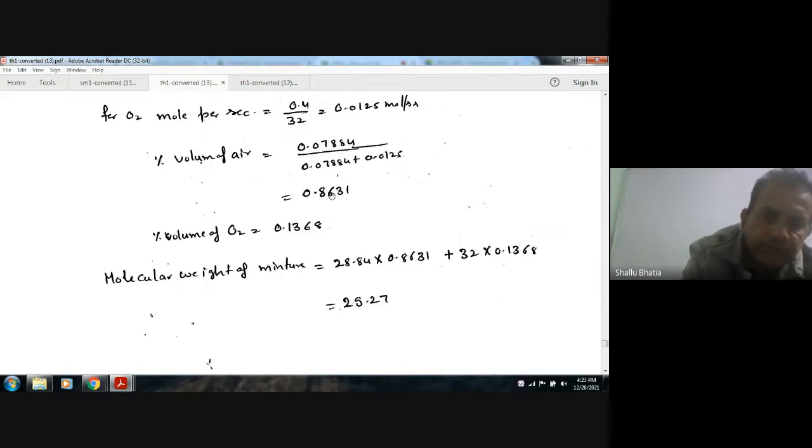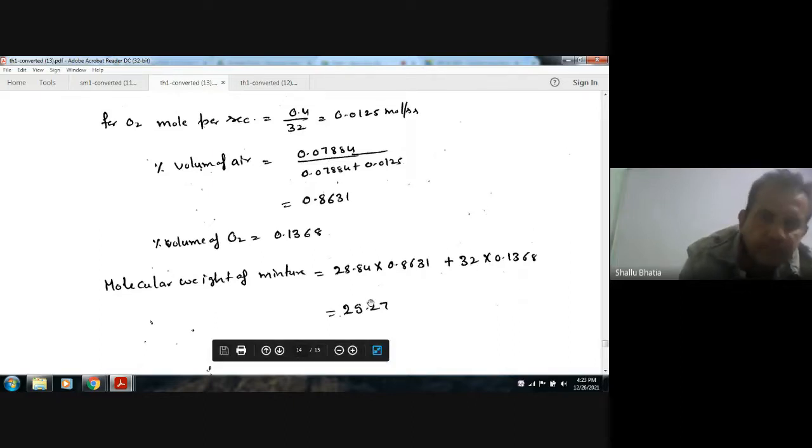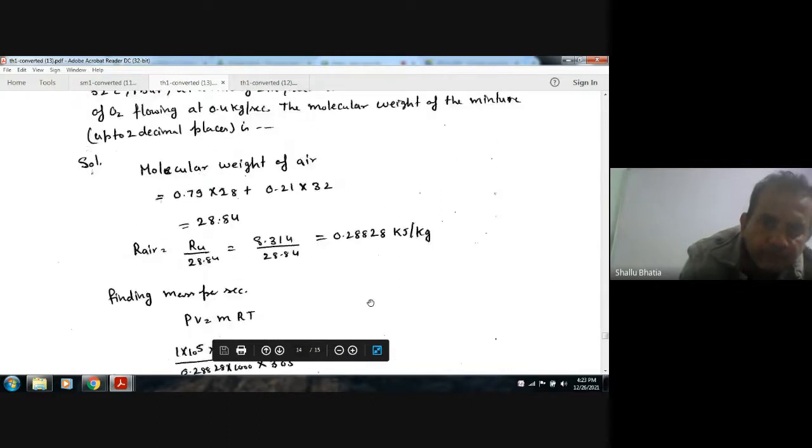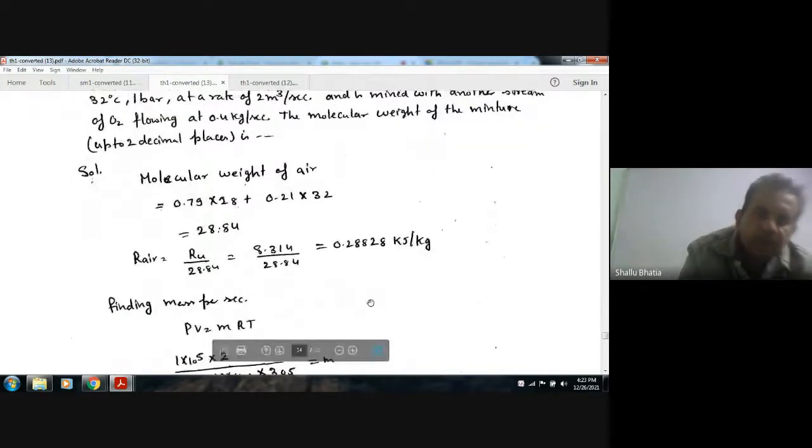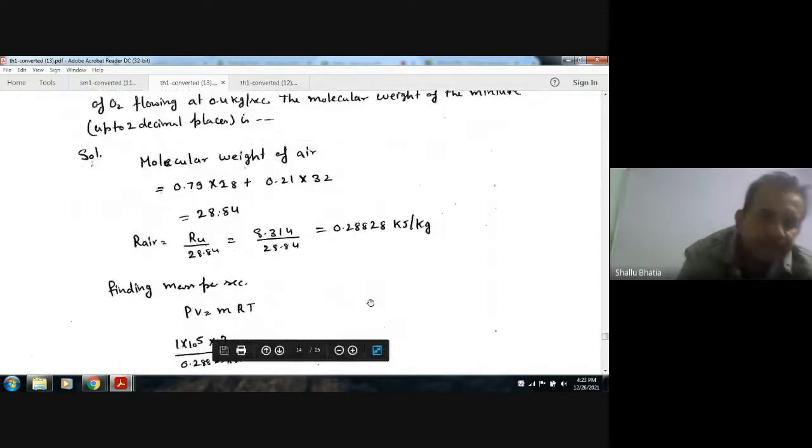Taking percentage of air, there is 0.86 air, molecular weight of air is 28.84, and taking percentage of O2, multiplying it by its molecular weight. So this is the molecular weight of the mixture. You have to find out this molecular weight of mixture. So let us repeat. First of all, find the molecular weight of air.